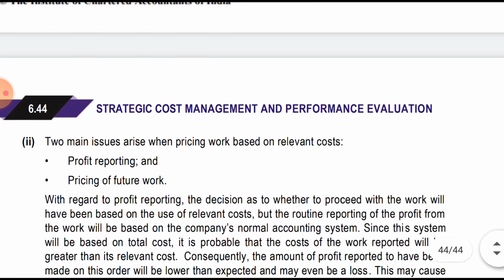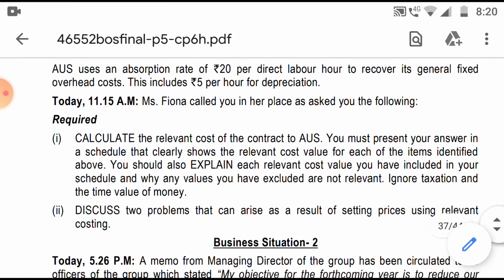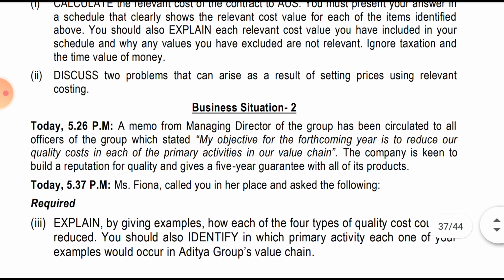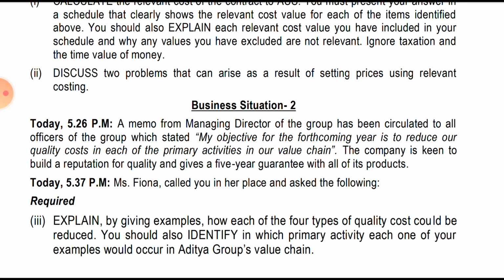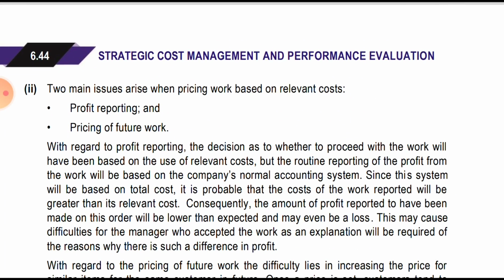So we are done with this analysis, that is why we have included and why we have excluded some of the cost, or actually all cost. Then the second thing they have asked is, discuss the two problems that can arise as a result of setting price using relevant costing. Okay, so the two main problems are profit reporting and the pricing of the future work.